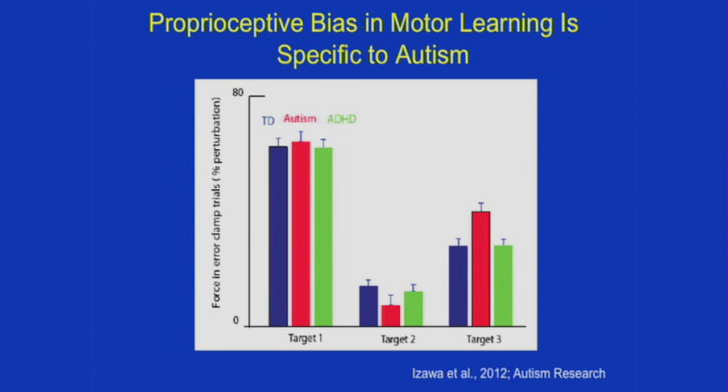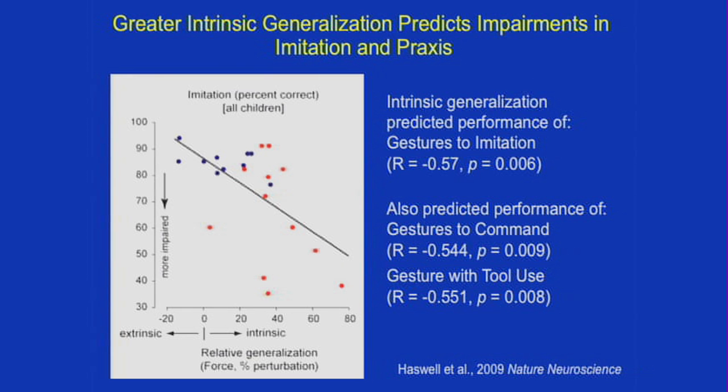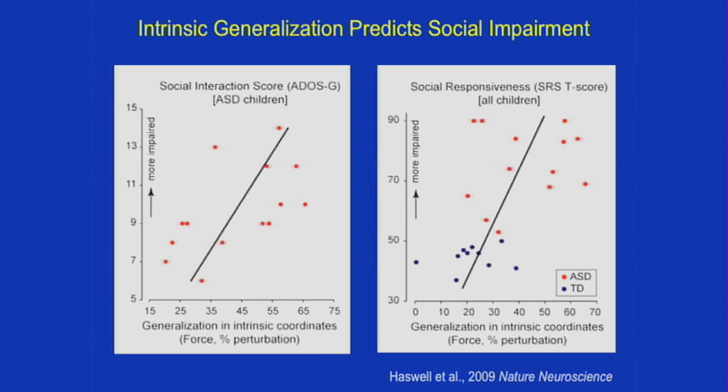What's more is we found in a follow-up study that children with ADHD, here shown in green, showed a very similar pattern to the typically developing children, as opposed to the children with autism, suggesting some specificity for this finding. And in the original study, we found that this tendency to rely on proprioceptive intrinsic feedback as opposed to visual feedback was correlated with impairments in imitation, as well as other aspects of praxis, pretty similarly across the board. So gestures to command and gesture with tool use. And it was also correlated with the social interaction score from the ADOS within children with autism, and across the two groups, the SRS.